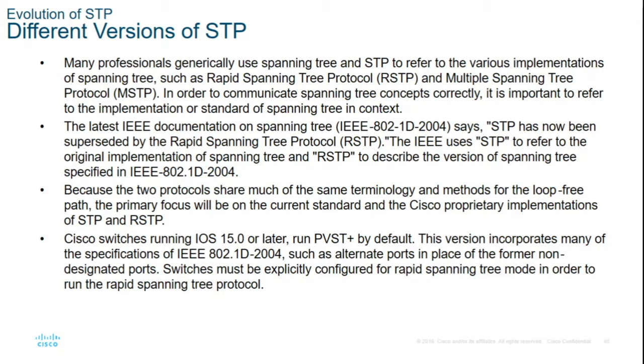The primary focus will be on the current standard and Cisco proprietary implementations of RSTP and STP because they share very similar terminology as well as methods for implementing loop-free paths. Cisco switches with IOS version 15 or later run PVST Plus by default. This version incorporates many specifications of the IEEE 802.1D-2004 standard, but remember, switches must be explicitly configured for rapid spanning tree mode in order to run RSTP.